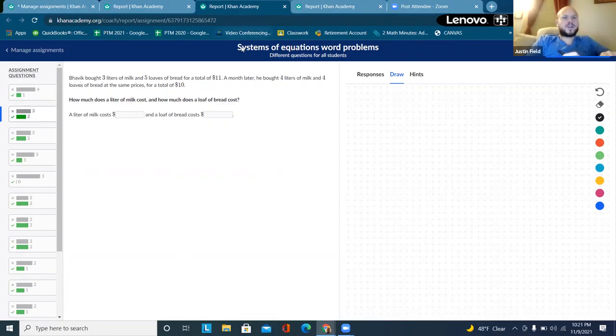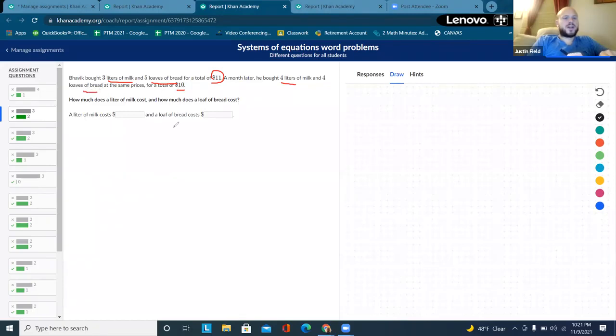Vic bought 3 liters of milk, 5 loaves of bread, and then this is dollars, okay? 4 liters of milk, 4 loaves of bread, $10. What are the units? We got bread, milk, dollars. So this is not too bad. And then we have month 1 and we have month 2. All right, and guess what? This kind of just goes right together.